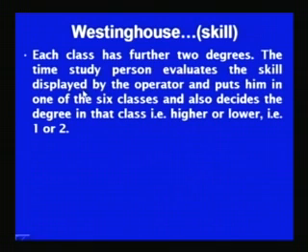Here the table will be shown in the coming slides, and each of these 6 classes is further allotted 2 degrees, one an upper degree and another a lower degree, meaning the skill of, say, average will also have 2 degrees, on the higher side or the lower side. The time study person evaluates the skill displayed by the operator and puts him in one of the 6 classes, and also takes the decision regarding the degree in which that class falls, higher or lower. Normally 1 is allotted for the higher and 2 for the lower.